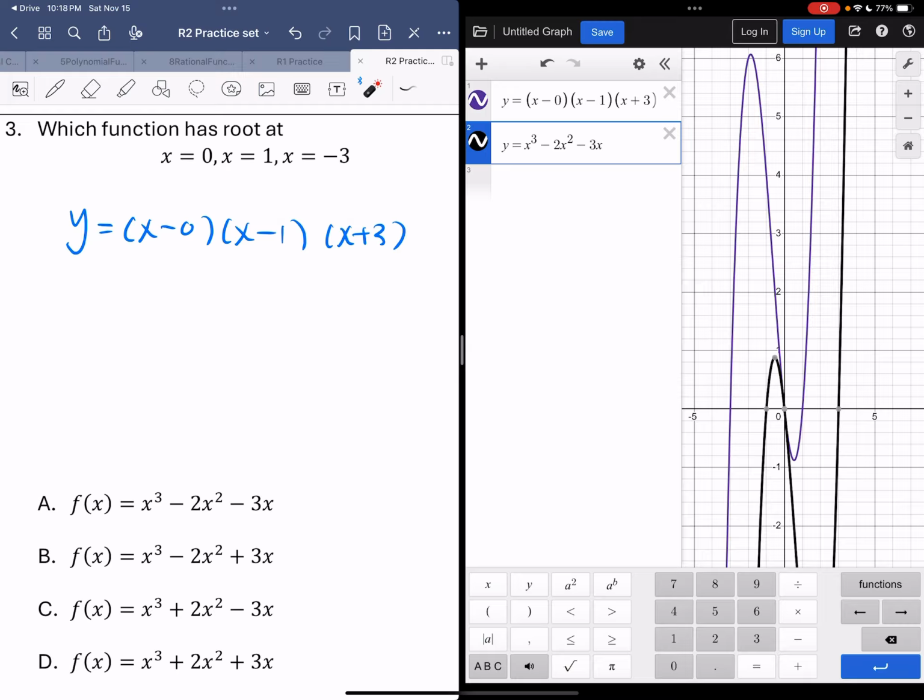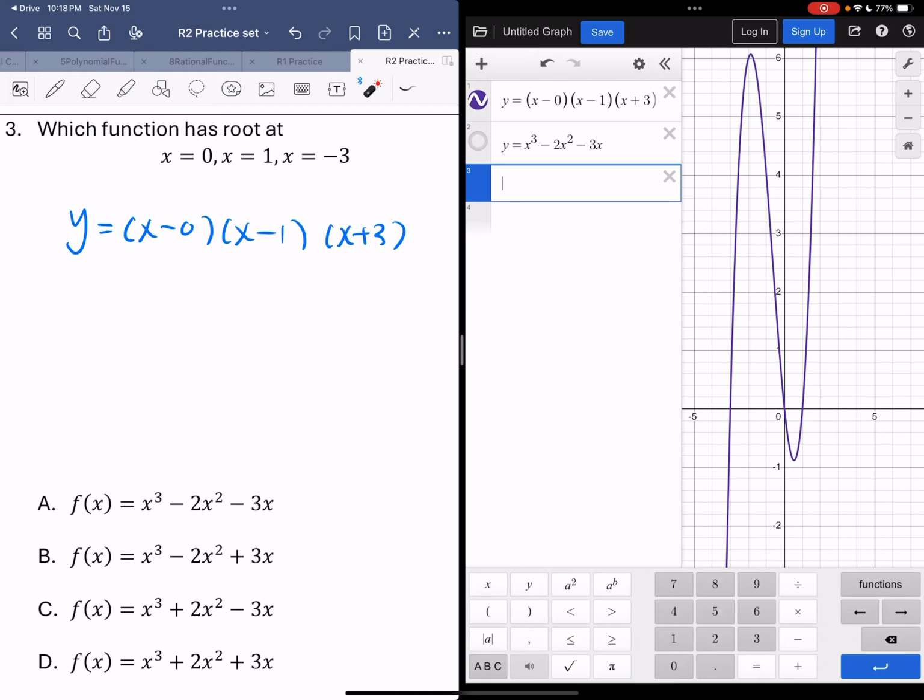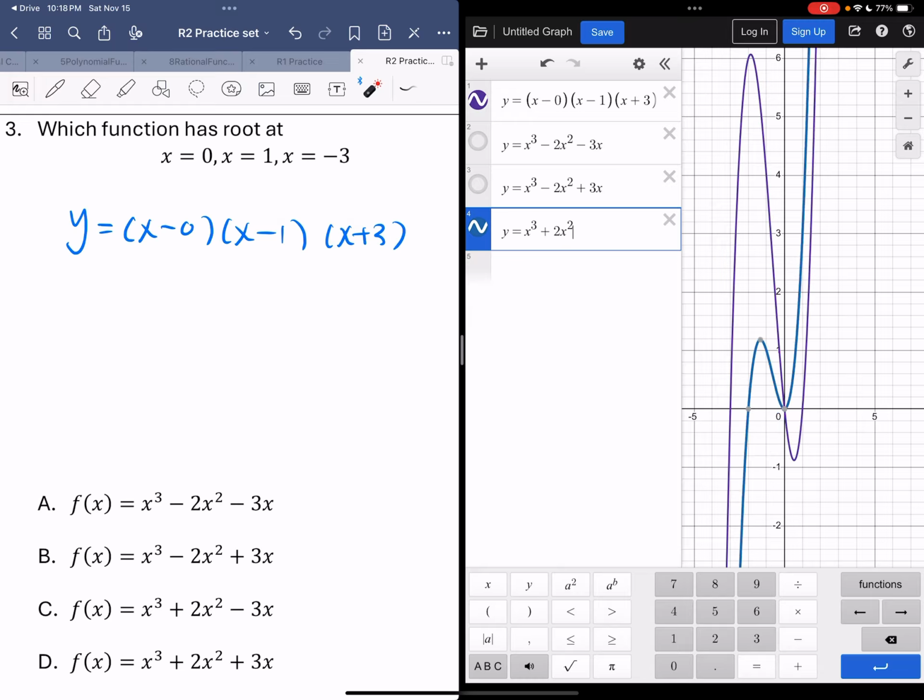So the first one does not match. I'll just turn it off and move on to the next one. y equals x to the third power minus 2x squared plus 3x. This one does not match as well, so I'm going to move on to the next one. y equals x to the third power plus 2x squared minus 3x. That exactly matches. So just be patient. You will get the answer.